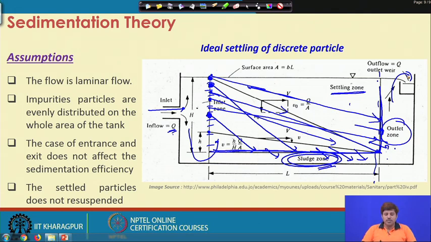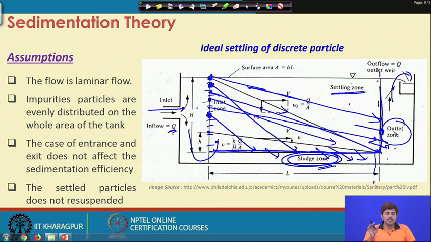So, these are the four different zones of a settling basin. There is an inlet zone, where the water comes in and the initial turbulence is subsided, then the settling zone where the settling process takes place. The particles which settle come to the sludge zone, and particles which do not settle move into the outlet zone and go along with the outflow of the water.